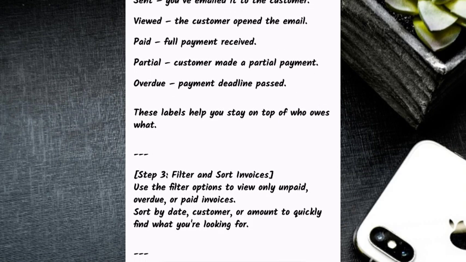Next step is to filter and sort invoices. Open the filter options to view only unpaid, overdue, or paid invoices. You can sort by date, customers, or amount to quickly find exactly what you're looking for.